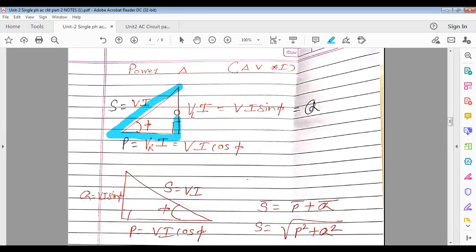See here, this is the power triangle. It was VR along this in the voltage triangle. Here it was VL and here it was V. The angle is 90 degrees and this one is phi. This is the voltage triangle multiplied by current. So VL into I, VR into I, and V into I. So it's a power triangle.